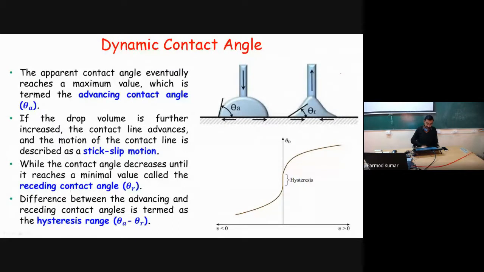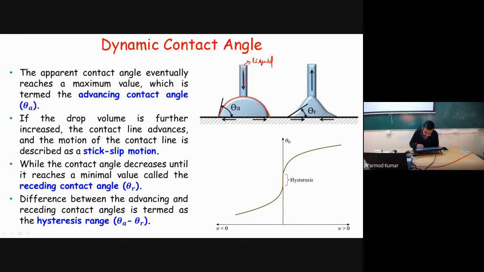Then there is one important concept called contact angle hysteresis, and this requires dynamic contact angle modeling for accurate modeling of the contact line dynamics. Okay, so this is a schematic representation of a drop. You can see the drop surface, and here we have a nozzle, and with the help of this nozzle we are injecting more liquid into the drop.